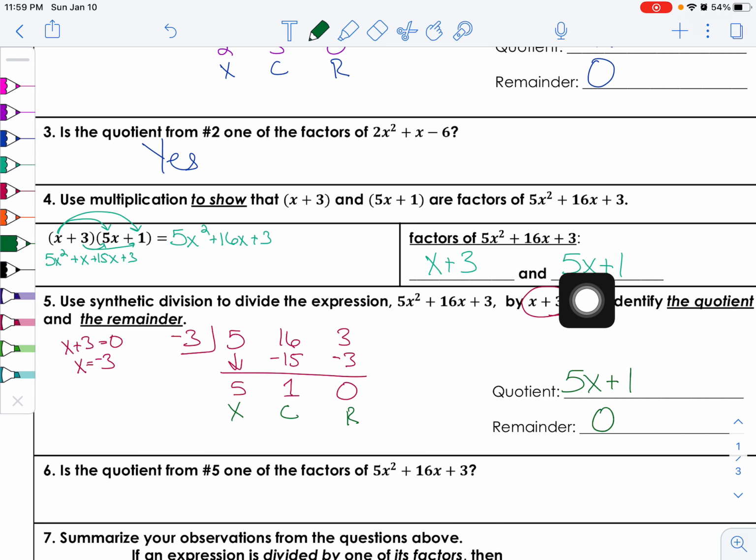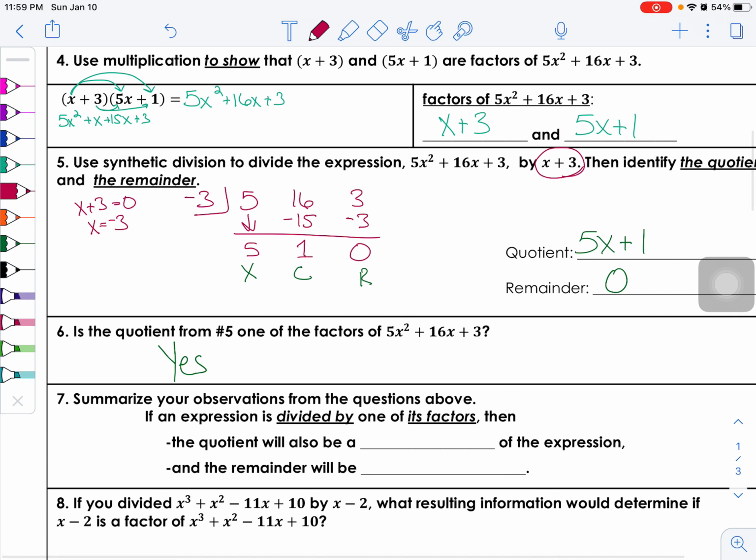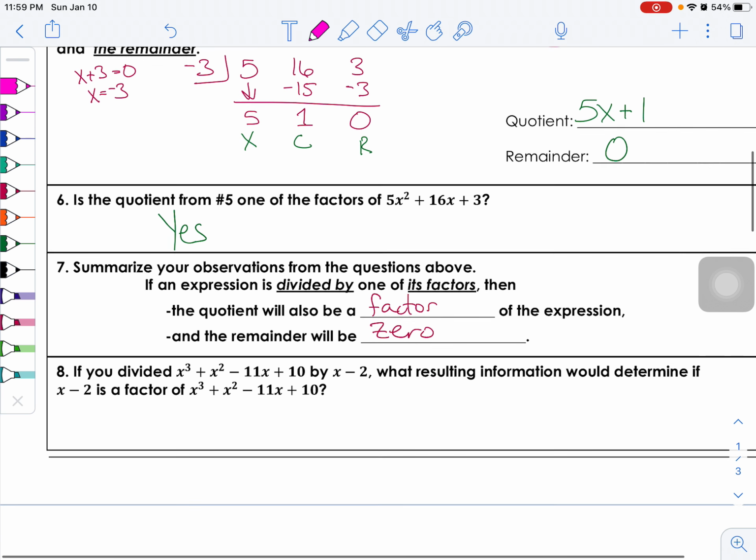Is the quotient from number 5 one of the factors? So 5x plus 1, 5x plus 1, absolutely yes, it is one of the factors. Okay, so summary of observation. If an expression is divided by one of its factors, then the quotient will also be a factor, and the remainder will be 0. Remainder has to be 0 in order for the factor theorem to work. If it's not 0, we got some problems.